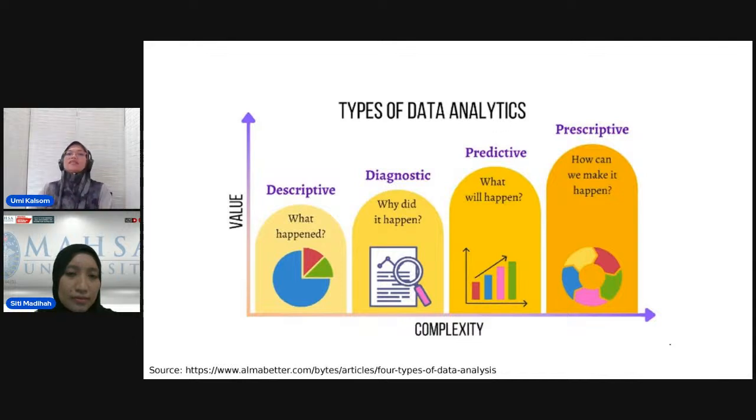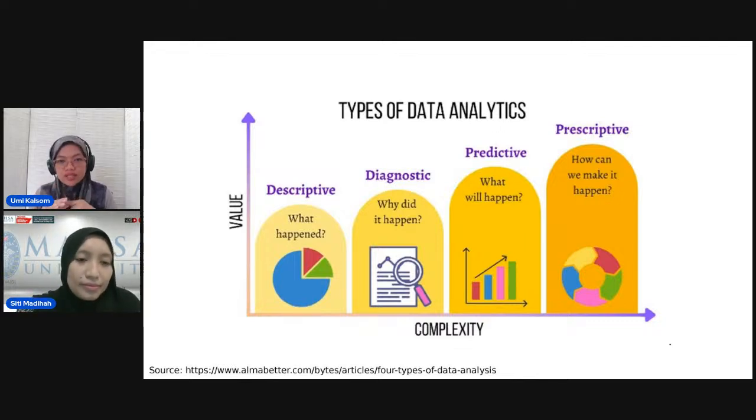Okay, next, this is types of data analytics. To summarize, there are 4 types of data analytics. First, we have descriptive analytics, then diagnostic analytics, predictive analytics, and prescriptive analytics. For descriptive analytics, we simply want to see what happened from the data.